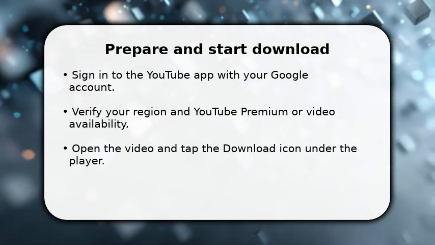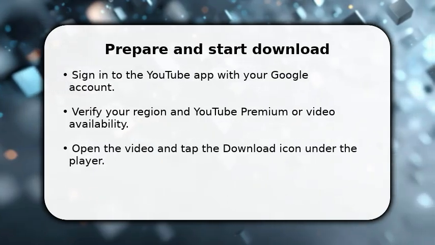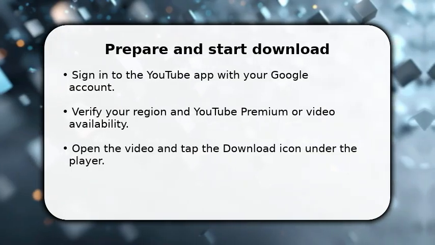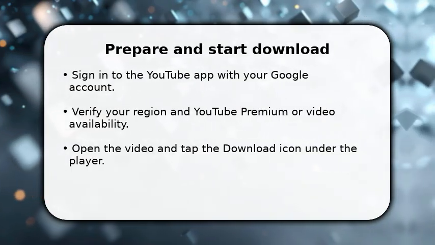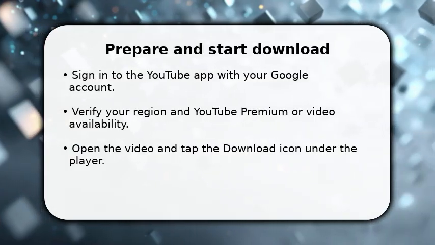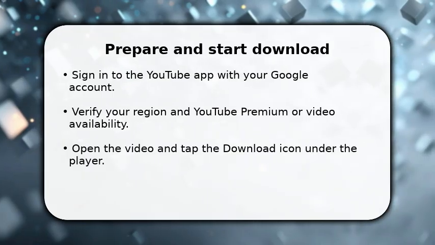You start by signing into the YouTube app so your downloads sync with your account. Once done, confirm whether the video allows offline saving or requires YouTube Premium. Make sure your Android has enough storage and a stable Wi-Fi connection to avoid mobile charges.